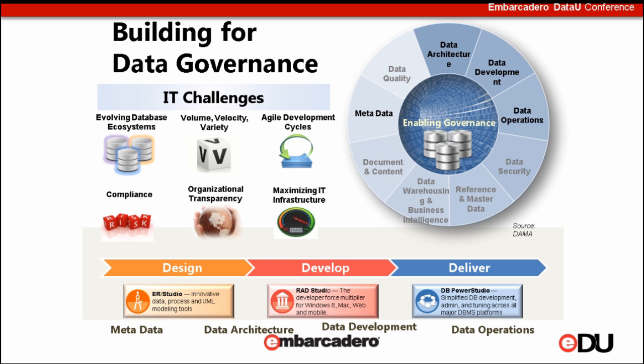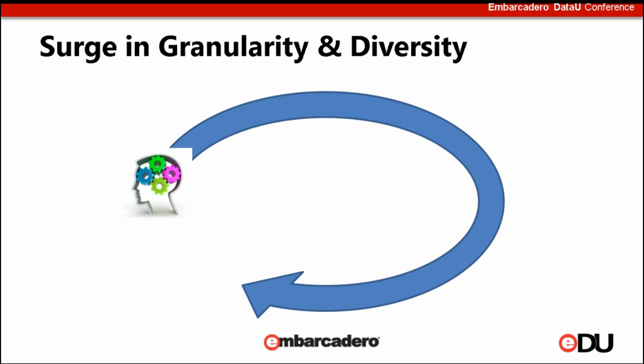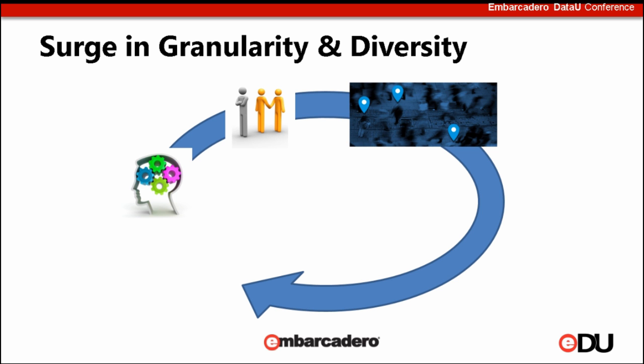Pardon me, this is a very busy slide. So, building for the data governance. We know that we have evolving database ecosystems. You've got data warehouses. You have all of these other pieces that are out there, and they're difficult to control. So there's this big surge. This trend now is a big surge in granularity and diversity. You've got web, you've got mobile, you've got cloud. All of these information sources coming in, and I haven't touched on big data yet.